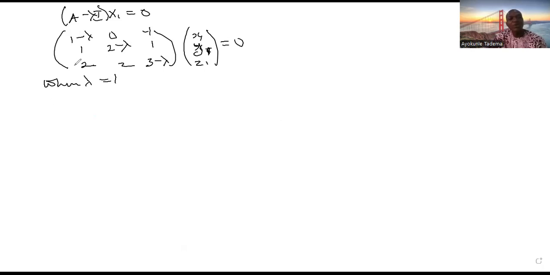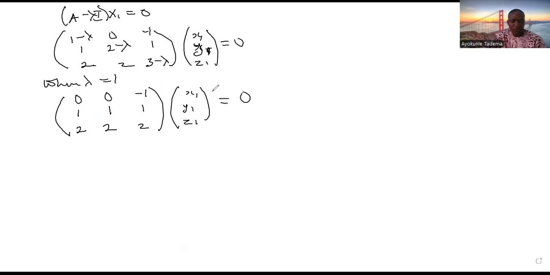Now, we said when lambda equals 1, and when we substitute 1 for lambda here, this becomes 0, 0, minus 1; 1, 1, 1; 2, 2, 2; multiplied by x1, y1, z1. Everything equals 0. And from here, when we look at this and this, they are the same thing. You can just pick 1 and 2.